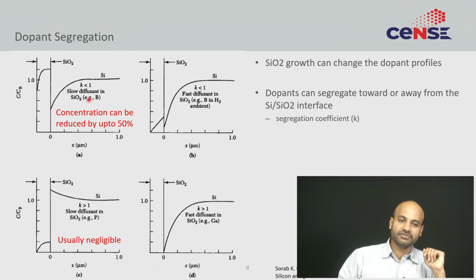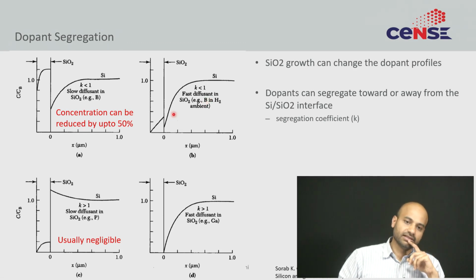This is what happens for impurities such as boron, right? Now let's take the other example where the distribution coefficient remains less than 1. So the impurity would like to remain in silicon dioxide versus silicon. However, the diffusion coefficient is now fast. So unlike boron in silicon dioxide, which does not like diffusing, now imagine some impurity, for example boron in hydrogen ambient, where it would like to diffuse through the silicon dioxide.